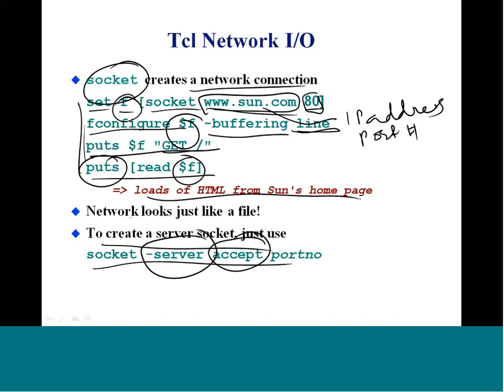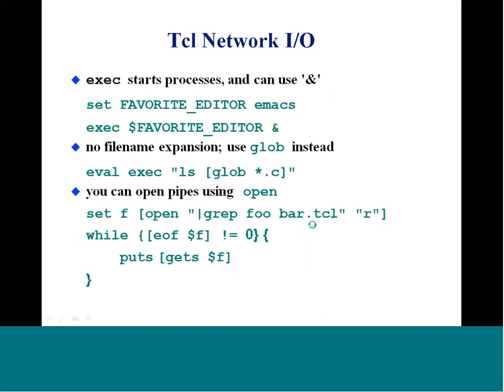Anyway, for the server, the socket is socket minus server accept, and then the port number that you want to open this socket on, which you can specify as 80. Again, we talked about this in the Unix lecture. The entire network just looks like a large file, so that's why you can work with these kinds of things.